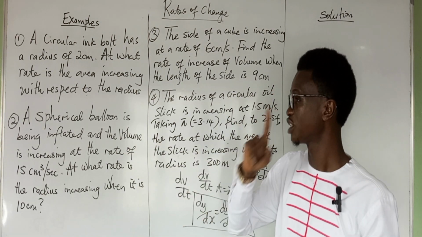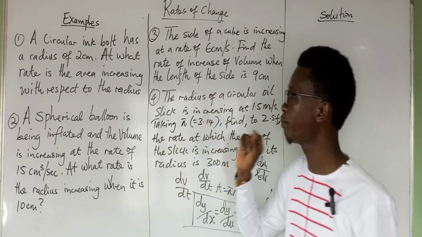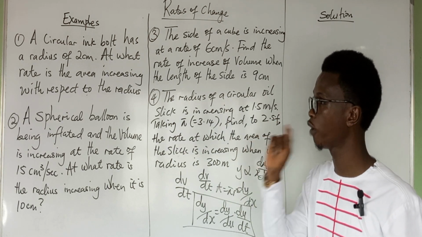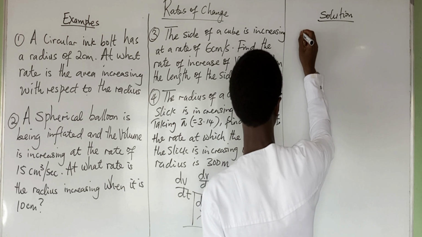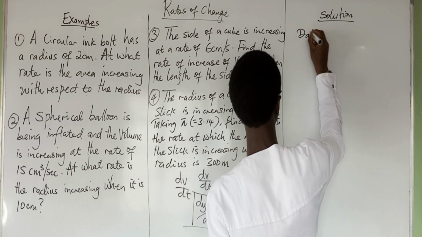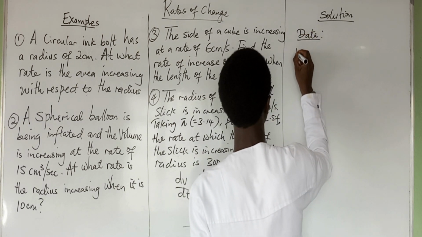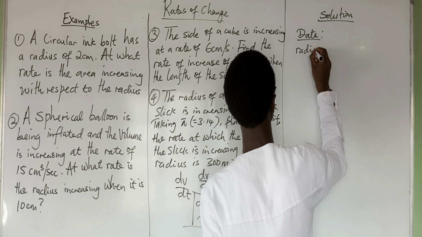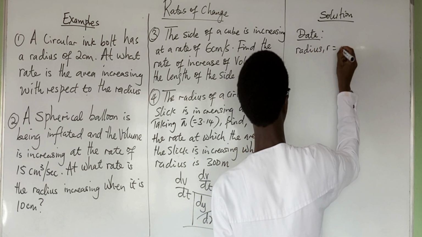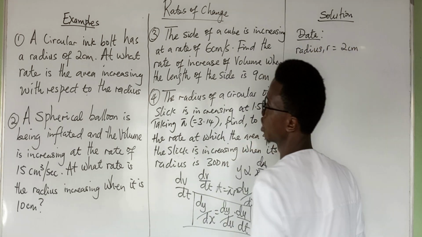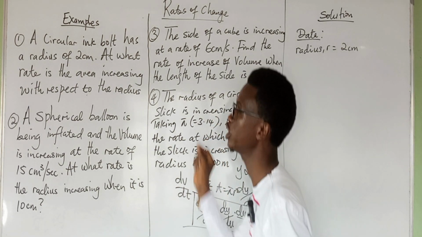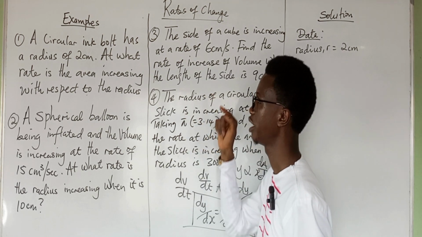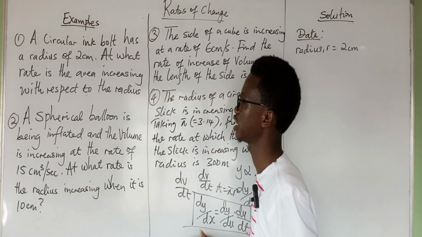It says that a circular ink blot has a radius of 2 centimeters. So let's collect data here. It's key. So we have the radius, which is represented as r, 2 centimeters. A circular, that's one thing again we should know, so we are talking of a circle. Ink blot has a radius of 2 centimeters.